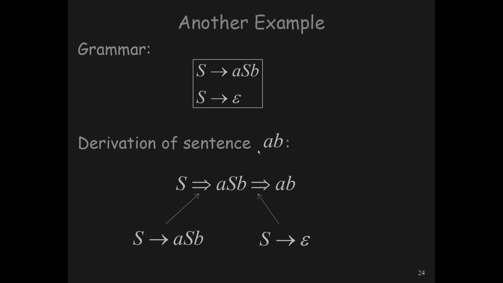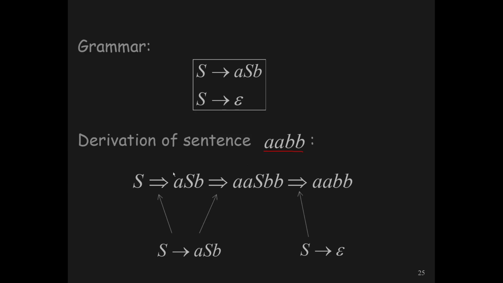So to derive AB, first you follow this rule. You have to make a choice if there are multiple choices, like in this case, S can produce either this or that. So you have to choose which one you want to produce. In this case, we choose to produce ASB, and then for the S here, we chose to go with this rule to generate the empty string, which means nothing. So we ended up with AB.